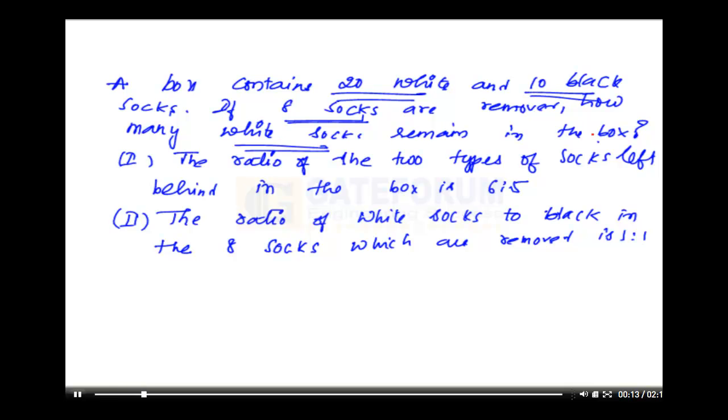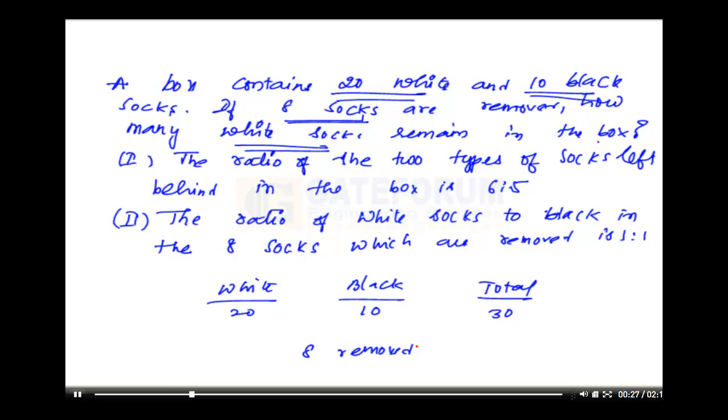So there are 20 white and 10 black. So the total there are 30 socks in a box. Now of which 8 are removed. We don't know whether they are black or white. So how many are left? 22 are remaining now. Now let us look into statement 1.